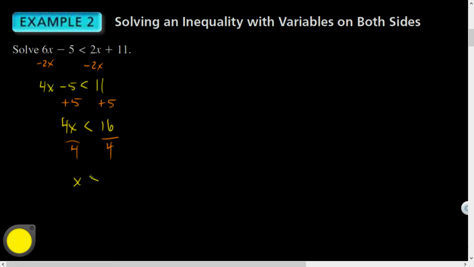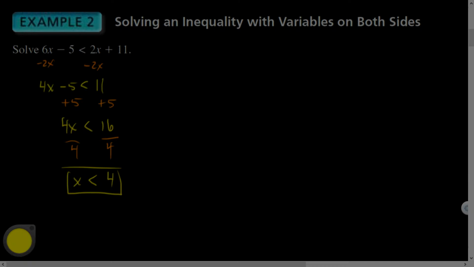Oh, wait, do I flip the sign? Do I point it like that? Or this? I don't have to flip it. Why? Because I didn't divide by a negative, right? So I get x is less than 4. Not bad, not bad.